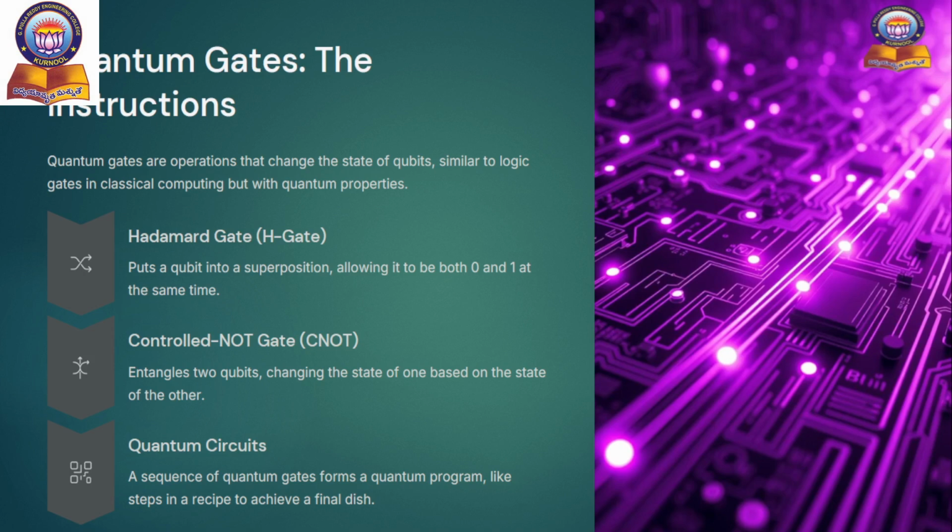The Hadamard gate puts the qubit into superposition, meaning 0 and 1 at the same time. And the CNOT gate entangles two qubits, where one qubit changes depending on the state of the other qubit. By combining these, the quantum circuit solves complex problems. Complex problems means things like breaking tough passwords, and molecules for new medicine can also be found.